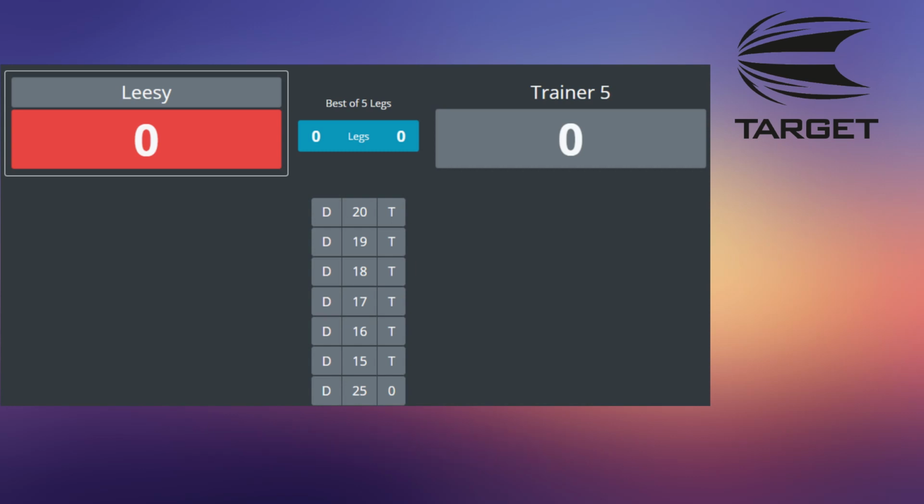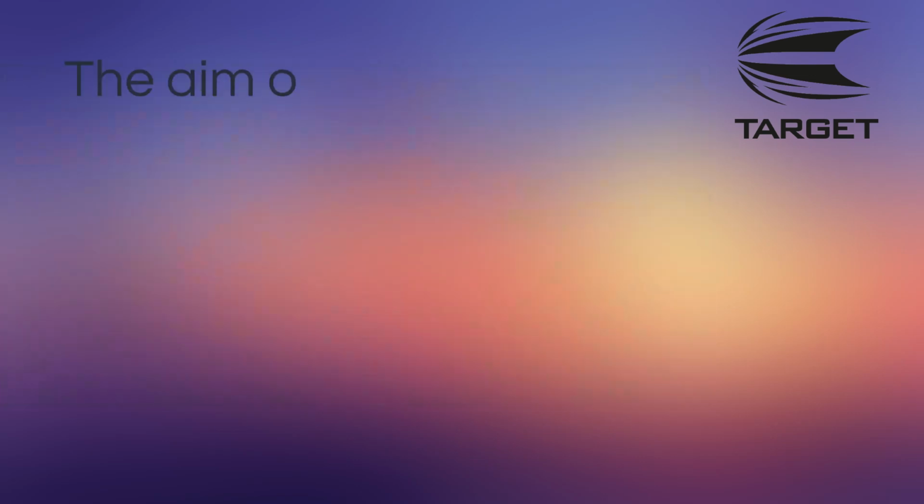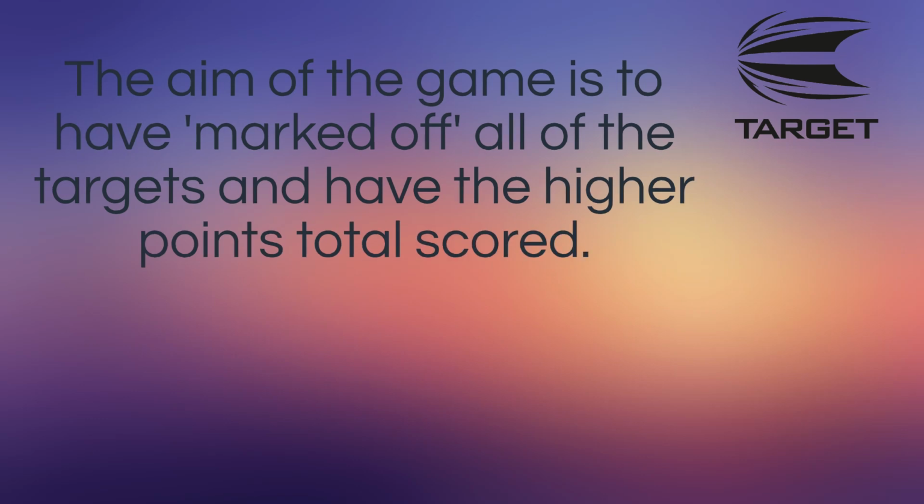Playing on this system's really easy. You've got the 20, 19, 18, 17, 16, 15, and at the bottom there it says 25. That's because the bullseye is a double 25, for instance. So as you can see there to the left of number 25 is D, so that's a double. And for all the others you've got double on the left and treble on the right. Okay, let's go with the aim of the game. As you can see now, the aim of the game is to have marked off all of the targets and have the higher points total scored.